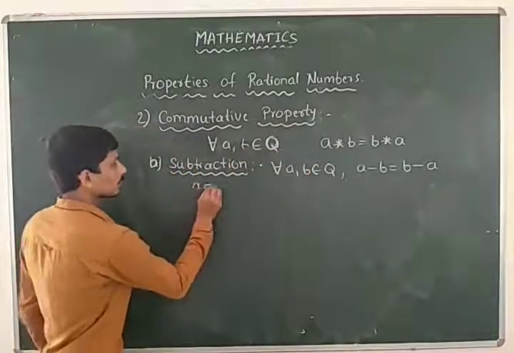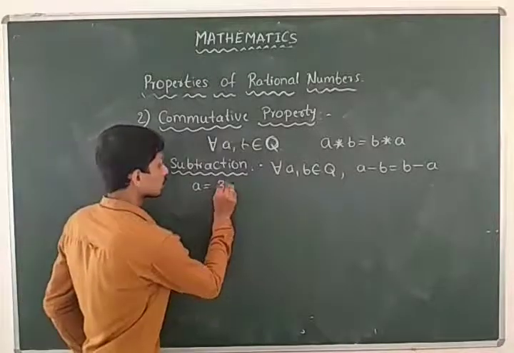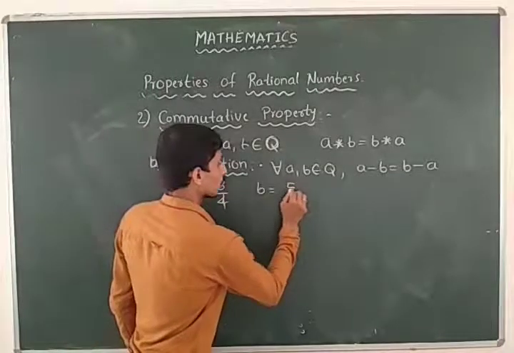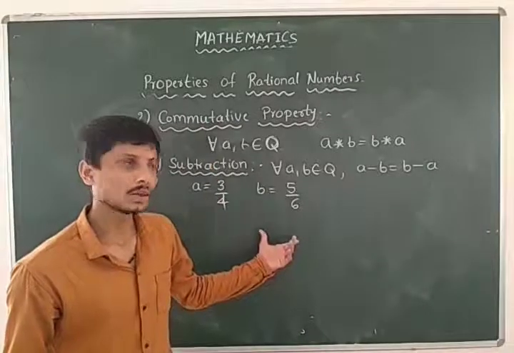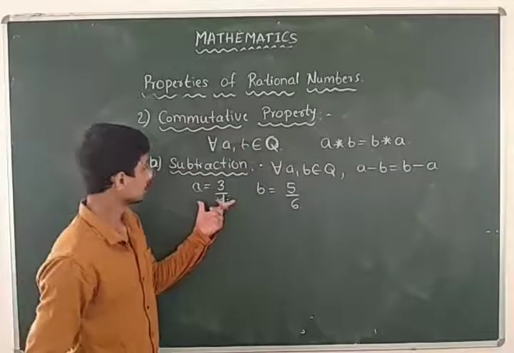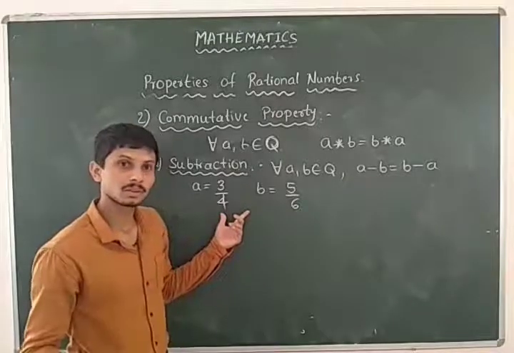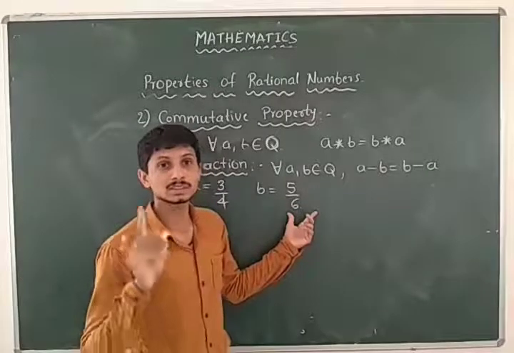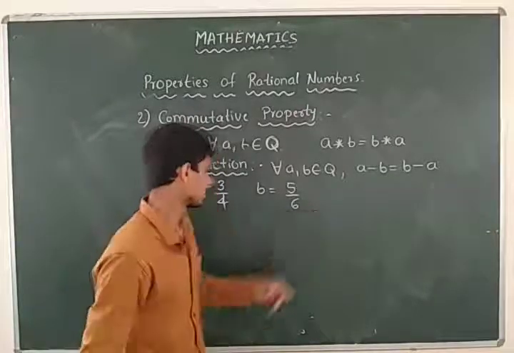So for this we have to take two numbers. So a is equal to 3 by 4 and b is equal to 5 by 6. Any number you can take while solving this. So let us check one by one. So a is equal to 3 by 4. This is in the form of p by q, and p and q are integers and q is not equal to 0. Likewise 5 by 6 also is in the form of p by q, p and q are integers and q is not equal to 0.